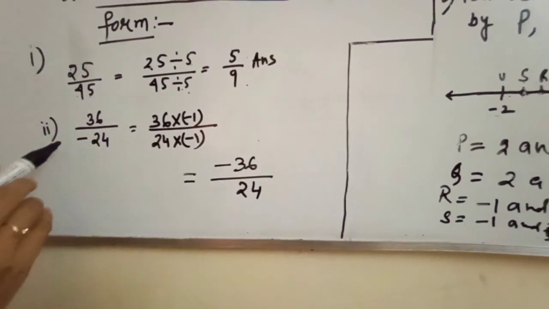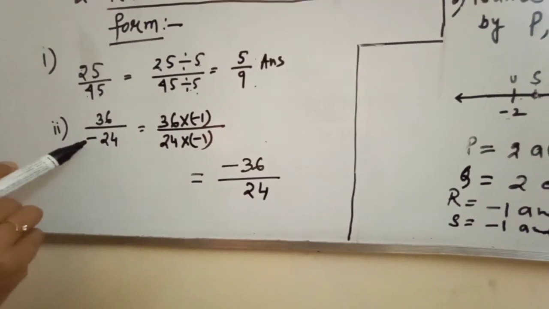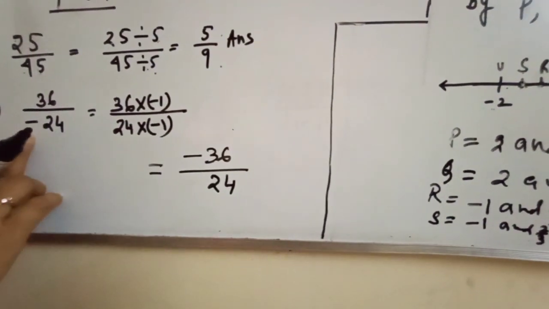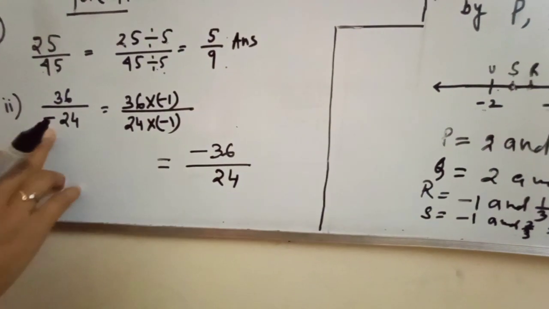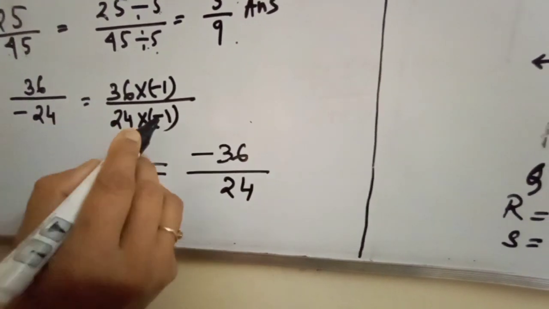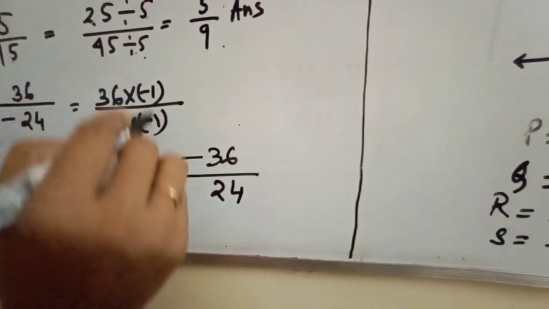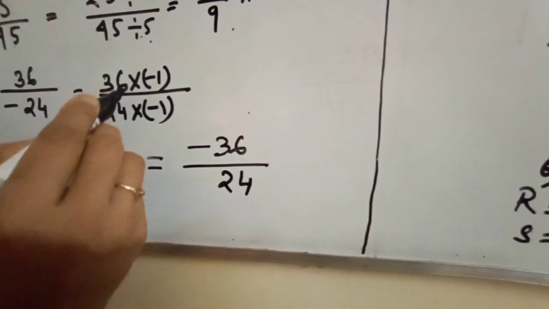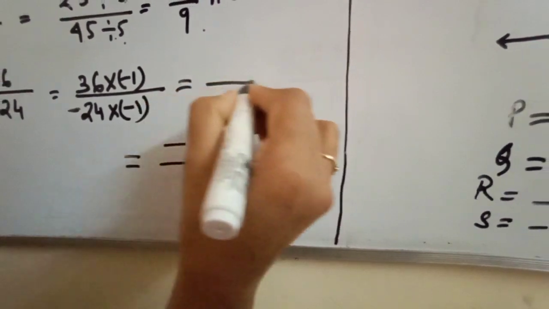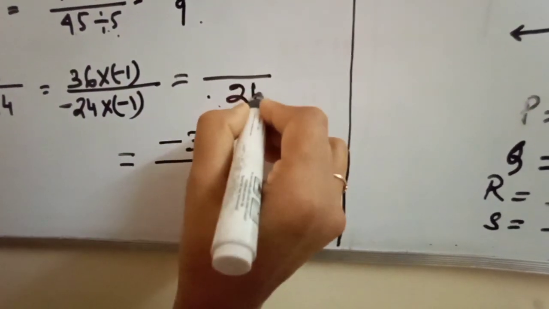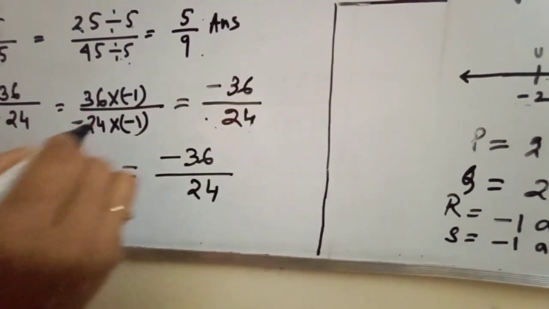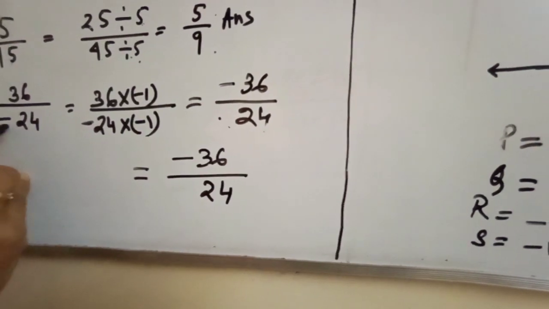Next, come to a negative rational number. It is 36 by minus 24. In standard form, we do not allow the denominator to have a negative sign. So I have to move this sign to the numerator. To do that, we multiply both numerator and denominator by minus 1. Minus 24 into minus 1 gives plus 24, and 36 into minus 1 gives minus 36. Actually, our negative sign has moved from the denominator to the numerator.